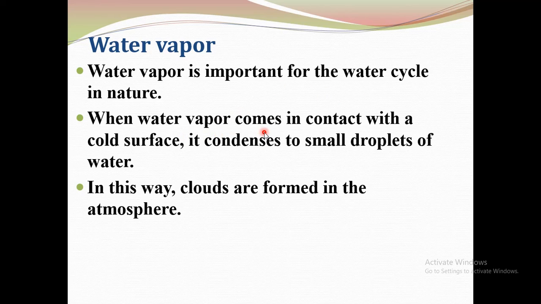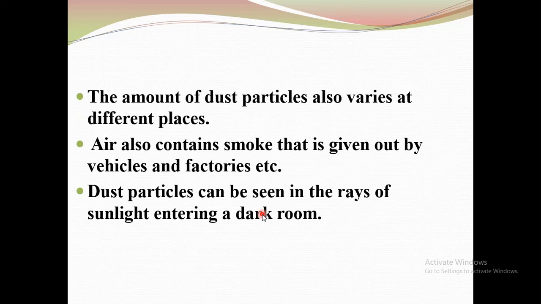When water vapor comes in contact with a cold surface, it condenses and forms small droplets of water. In this way, clouds will be formed in the atmosphere. When it becomes high, it leads to rain.